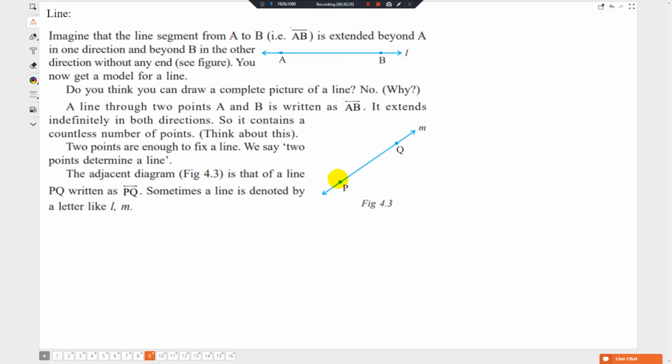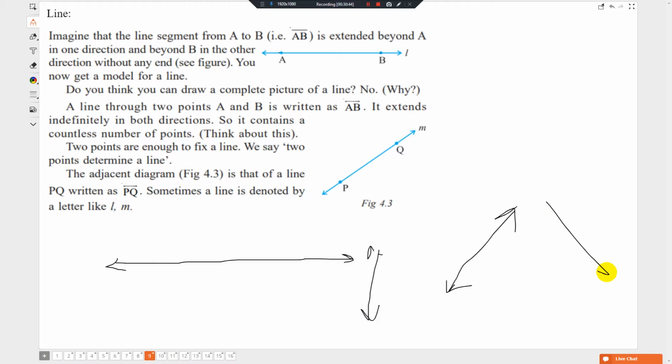Sometimes, if you draw a line, we can draw it in any direction: slanting, straight, horizontal, vertical, anything. We can draw any type of line, but it should not be curved. That's not known as a line. A straight line is known as a line. It should be very straight, like what I'm drawing.